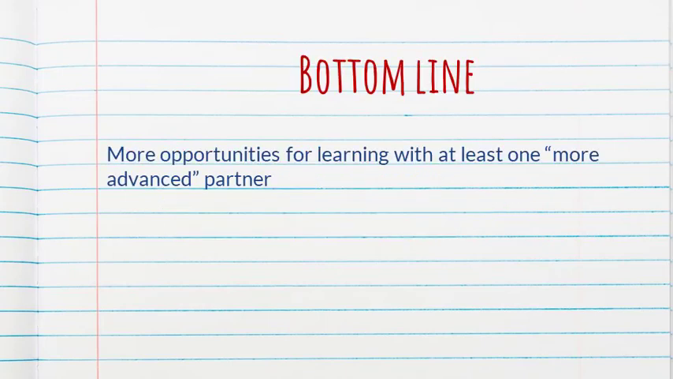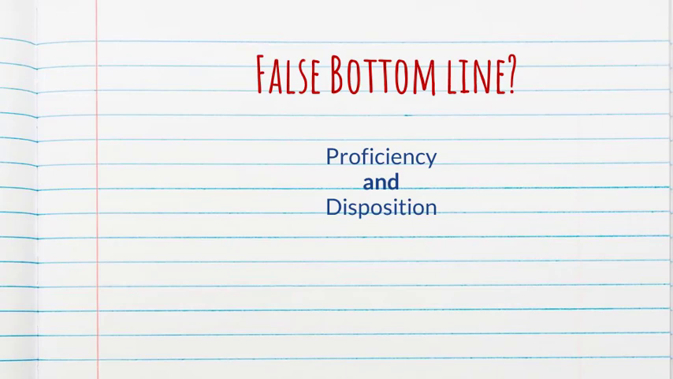The bottom line is a confirmation of what other studies have found. There is more negotiation and more opportunities for learning with at least one more advanced partner. And indeed, that's essentially what the interaction hypothesis was all about. But is this a false bottom line? The authors caution against concluding that it's as simple as that. Like most relationships, it's complicated.